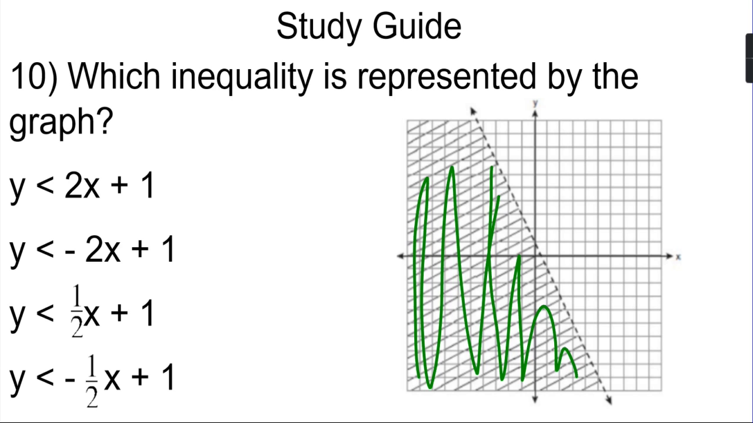I also see that they all have plus 1. So this initial value of 1 is in all of them. So it looks like the only part that's different is the rate of change. So I have to remember how I find the rate of change.